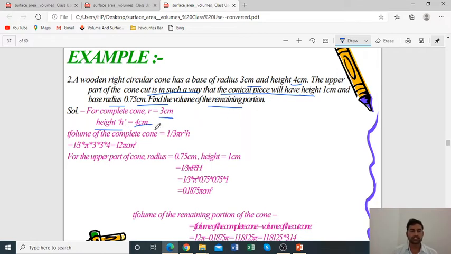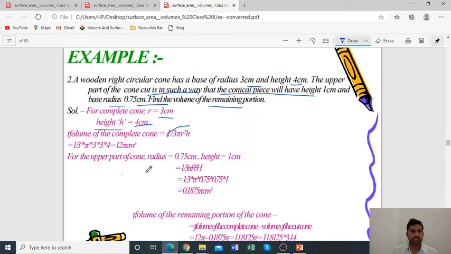For the complete cone, radius 3 centimeters and height 4 centimeters. So the volume of the complete cone is 1/3 pi r square h. Put in the values: pi, radius is 3 and height is 4. So the volume of the complete cone is 12 pi cubic centimeters.